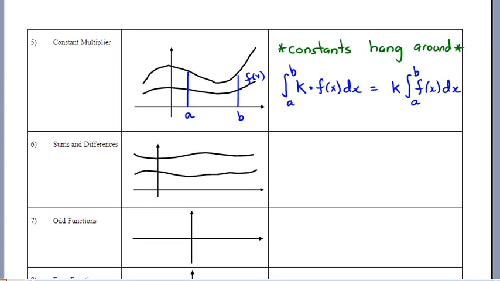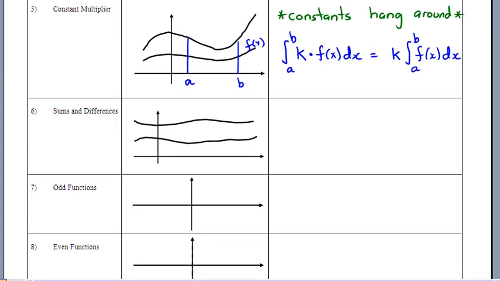The next one, sums and differences. What if you've got a couple of functions? Maybe we'll call this one down here f of x, and the one up here g of x. And you're trying to maybe do some integrating from some starting spot A to some finishing spot B. And so you've got these two things. If you're ever asked to integrate the sum of those two things, well, f plus g would actually be way up here somewhere.